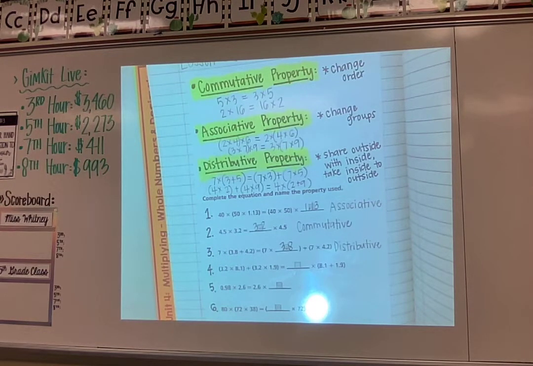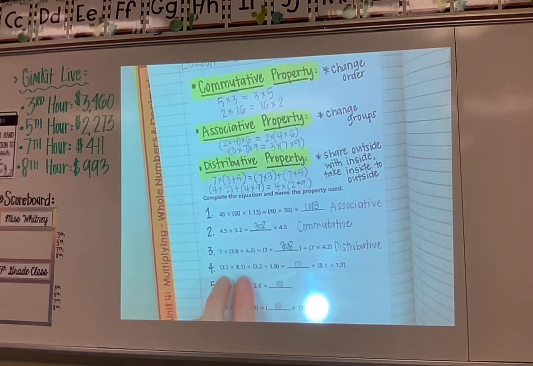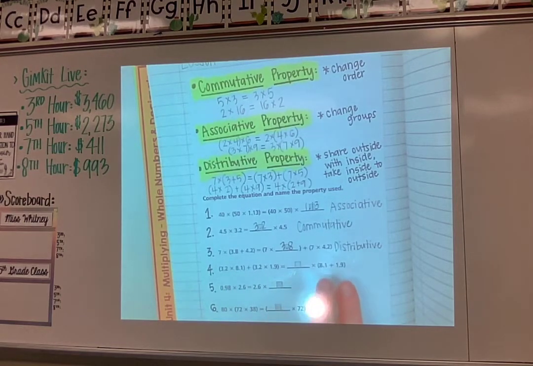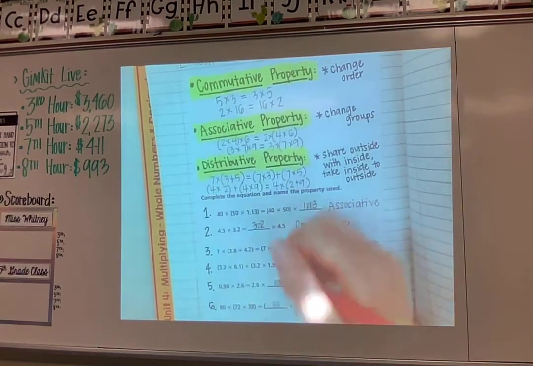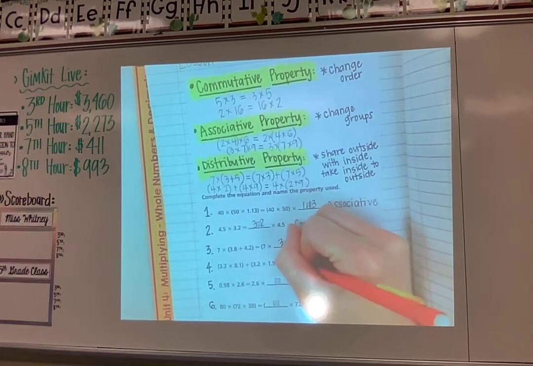Let's look at number 4. So we have this set of parentheses and this set of parentheses. Notice your numbers. And then back here, we only have one set of parentheses and this blank on the outside. What number is missing? What number would need to go out here? The 3.2, that's the only number that hasn't been used yet on this side, so it has to go here.